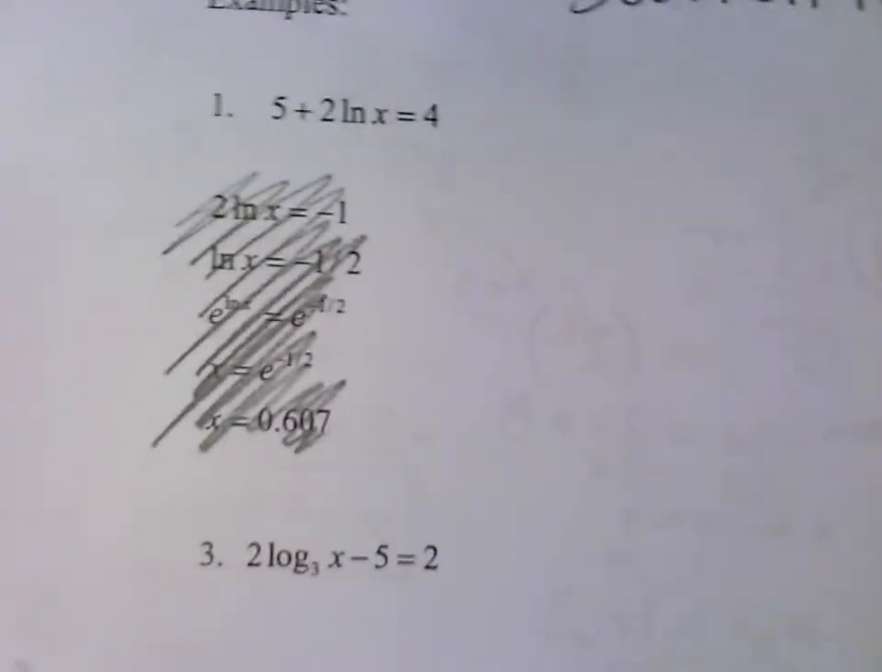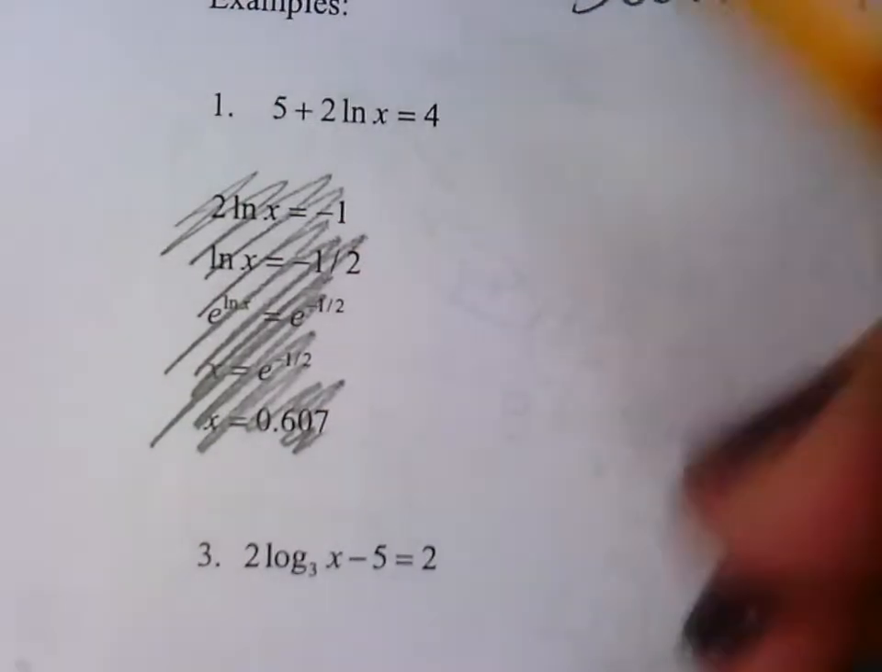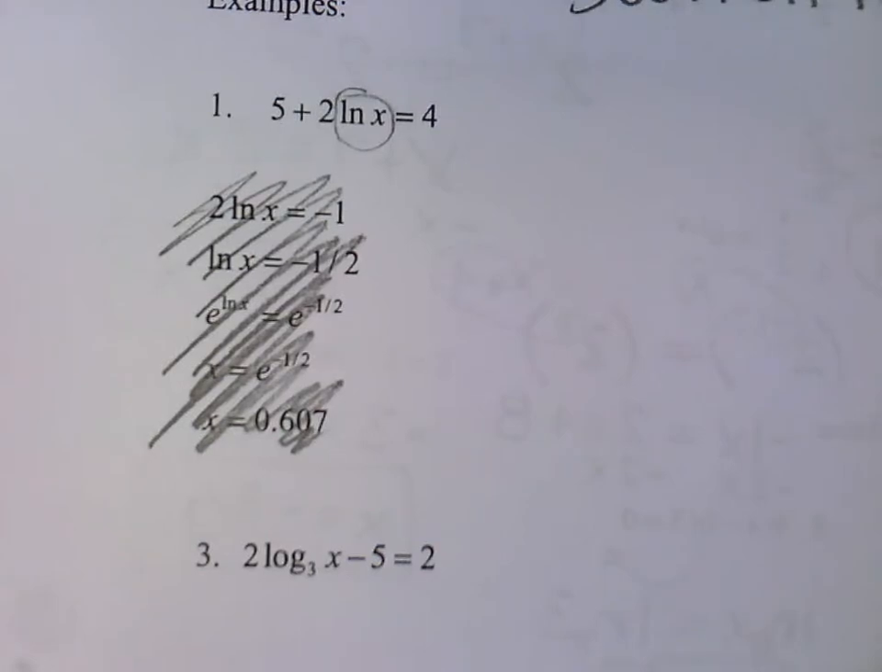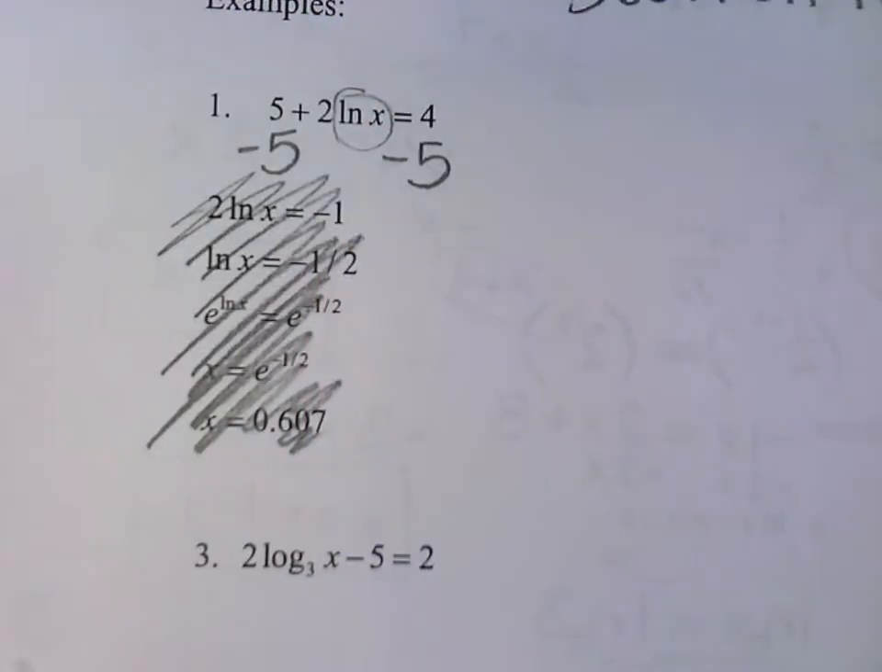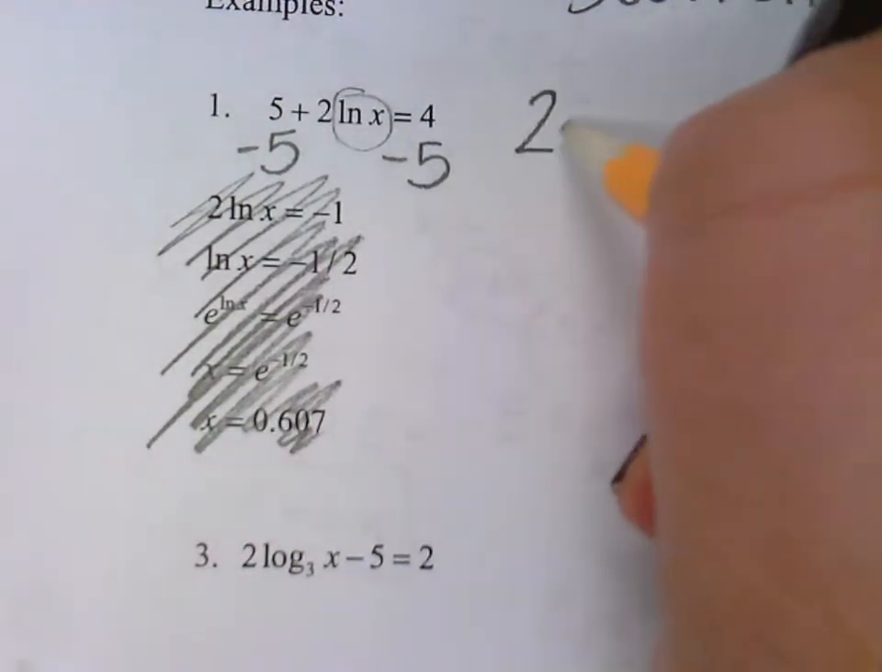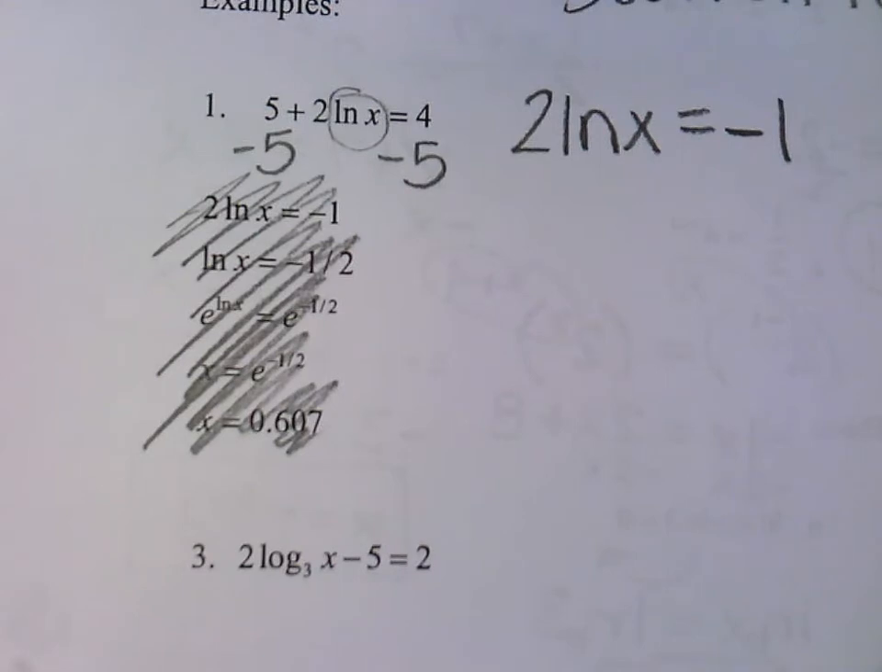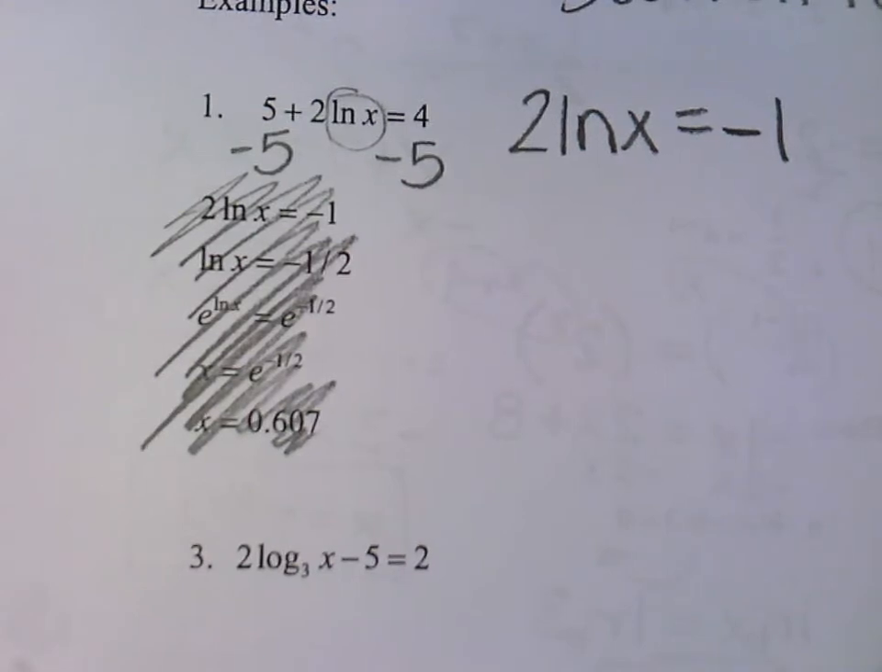On example 1, your first step is to get that log expression by itself. So this log of x, or natural log of x, by itself. So you would start by subtracting 5 on both sides. So you'd have 2 natural log of x equals -1 as your first step. What would be my next step of getting that log by itself? Divide by 2.